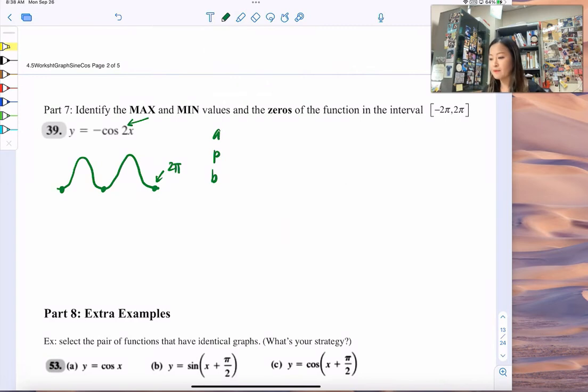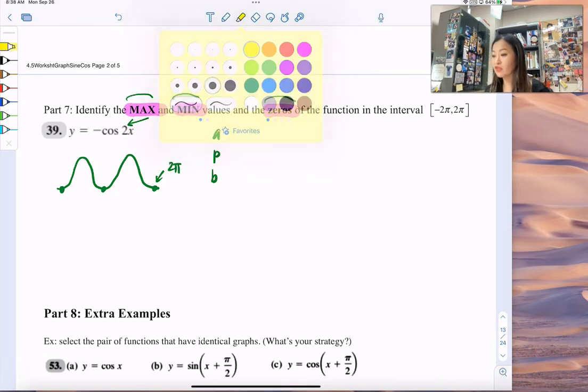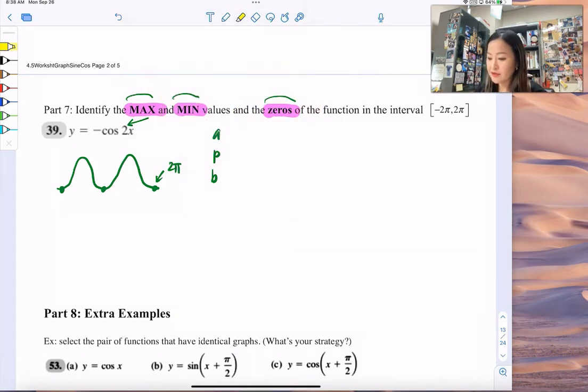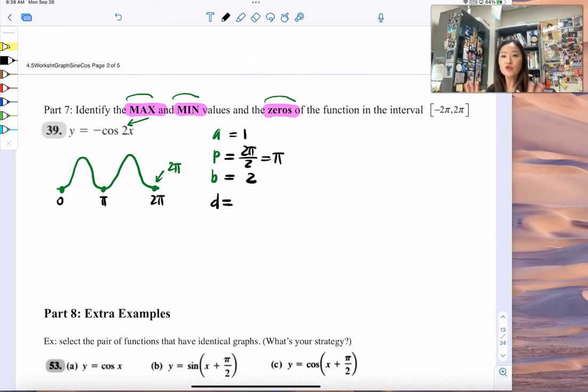But think about what we're looking for here: max and min, and the zeros, okay? Now, I think zeros you deal with a lot throughout your algebraic years, right? Okay, so amplitude's pretty easy, right? You know it's going to be 1, okay? And let's do the peanut butter, so B is 2. So P, the period, is 2 pi over 2, which is pi, okay? So that means this is pi, 0, pi, and this is 2 pi here. Okay, that's good to know. We don't need to sketch exactly. And D, there's no vertical shift, so it's 0.